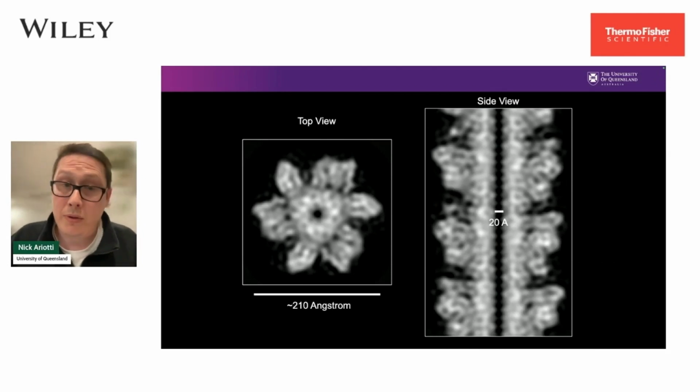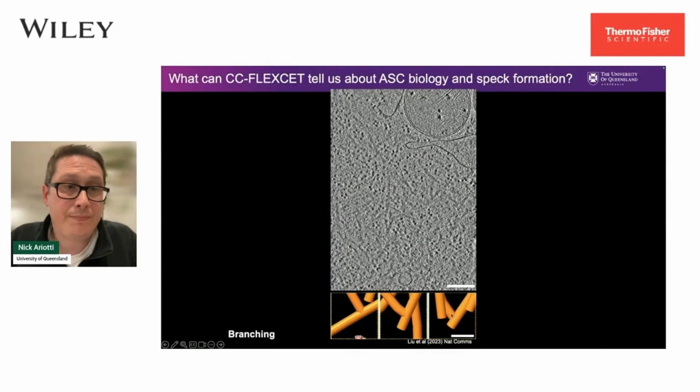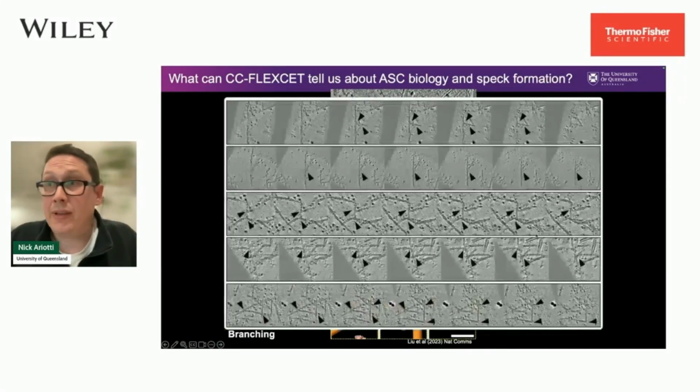Okay. So not only can we generate a structure here, we can use this CC-Flexit system to gain more insights into the biology of this particular protein. Others have shown previously that ASC can form intricate branching networks in situ. You can see here, this is a segmentation of these branch points in orange. Interestingly, we can also see that in our tomographic data. If you zoom in, you can have a look at these individual branch events that I've highlighted here with these black arrowheads. They're incredibly abundant in this data.